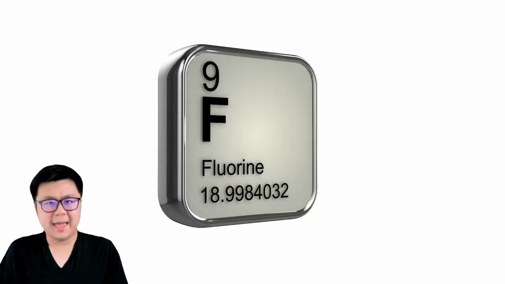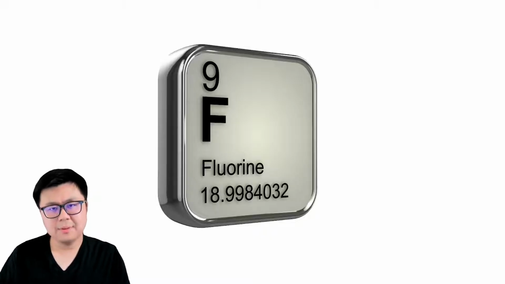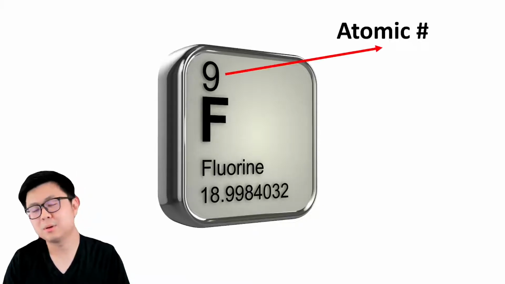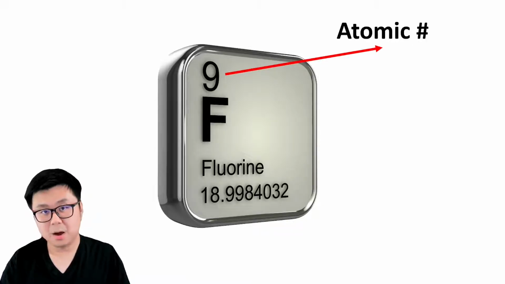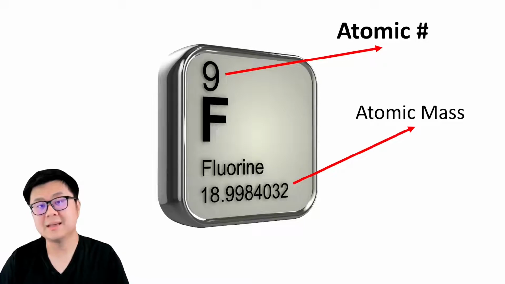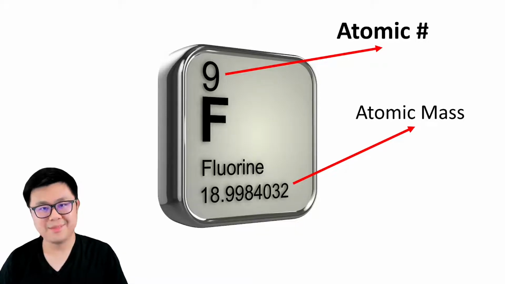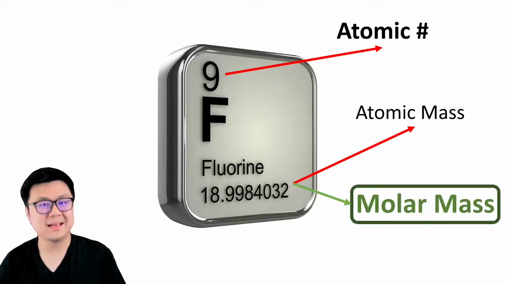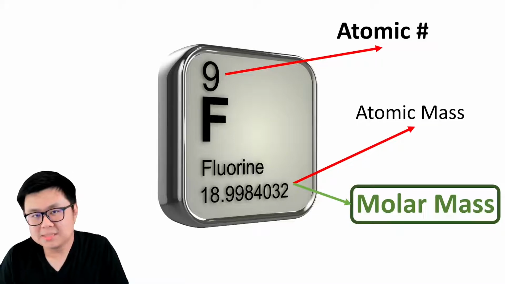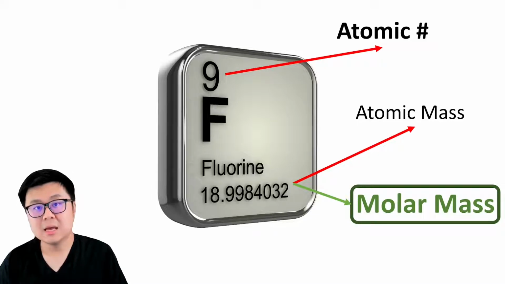Let's start by looking at fluorine. That number 9 on the top, that's the atomic number or the number of protons. The number on the bottom, that you've learned before as the atomic mass. But from now on, it can also be known as the molar mass. So what does it represent? It represents 1 mole of fluorine is equivalent to 18.99 grams of fluorine.